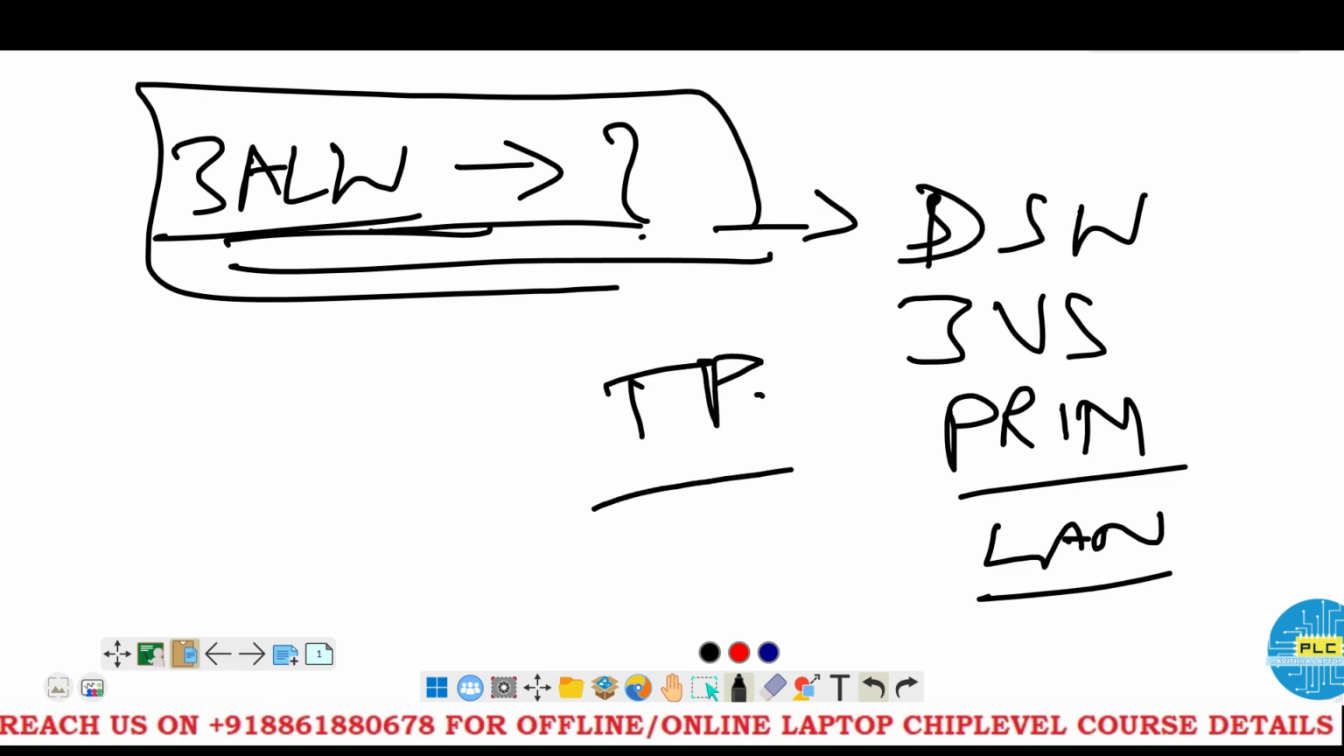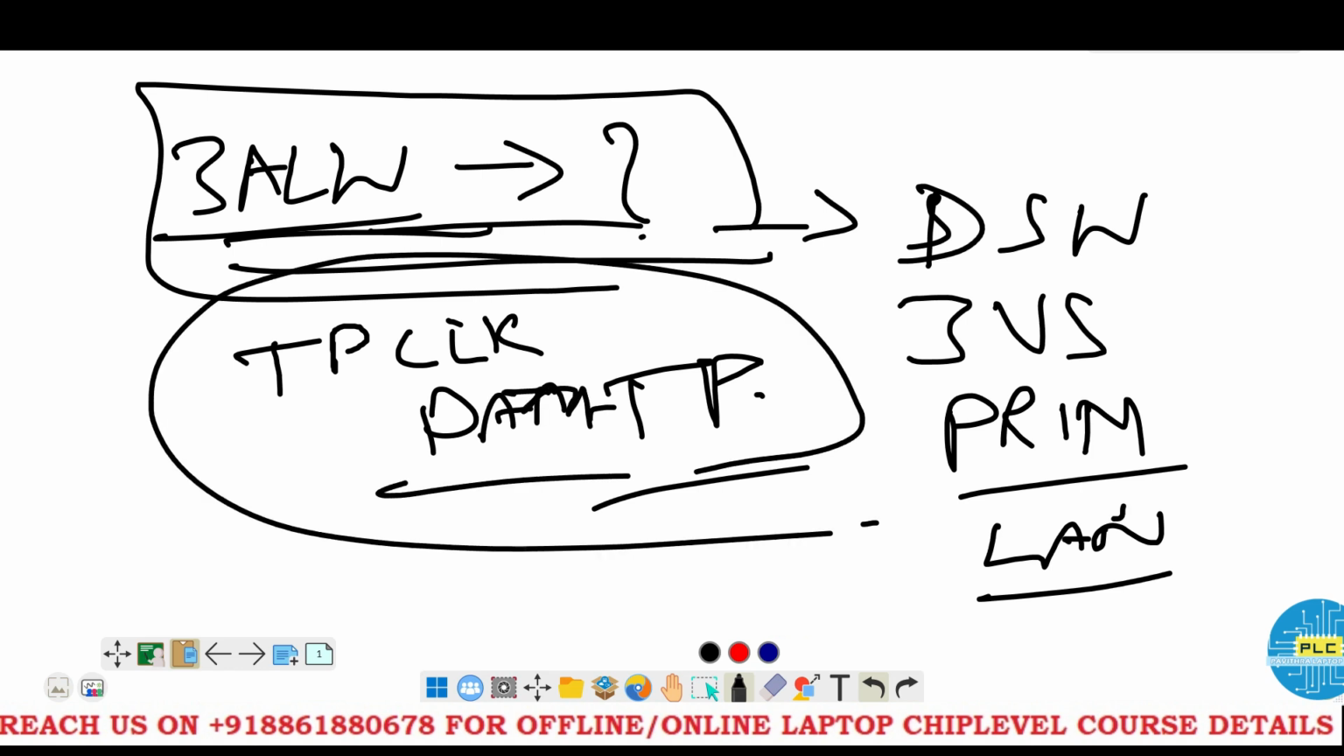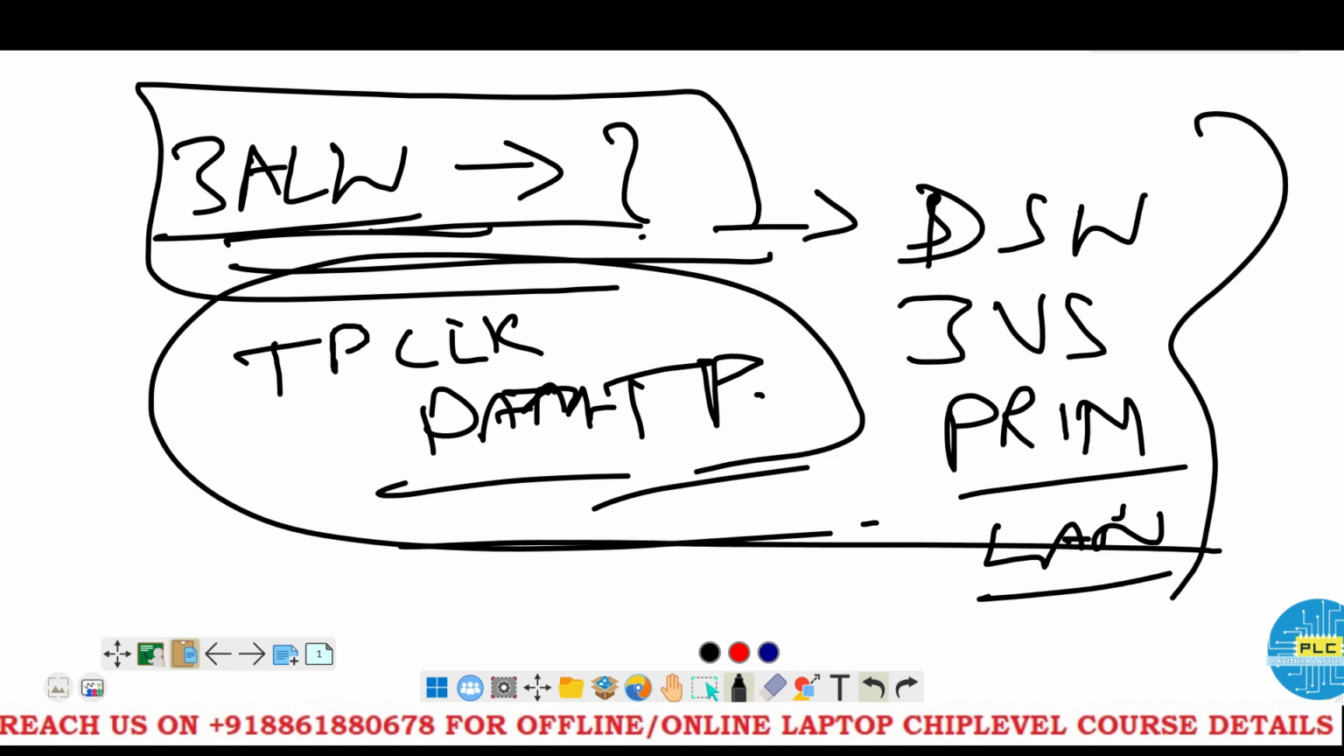touchpad, right, touchpad, and touchpad clock and data. These are the things we saw in today's class.